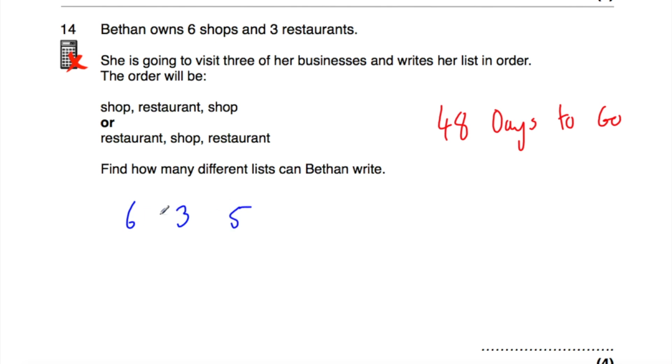So using the product rule for counting, if we multiply those together, that tells us how many possible lists she can write in terms of shop, restaurant, shop. So 6 times 3 is equal to 18, times 5 is equal to 90. So that means she could write down 90 possible options in terms of visiting a shop, then a restaurant, then a shop.